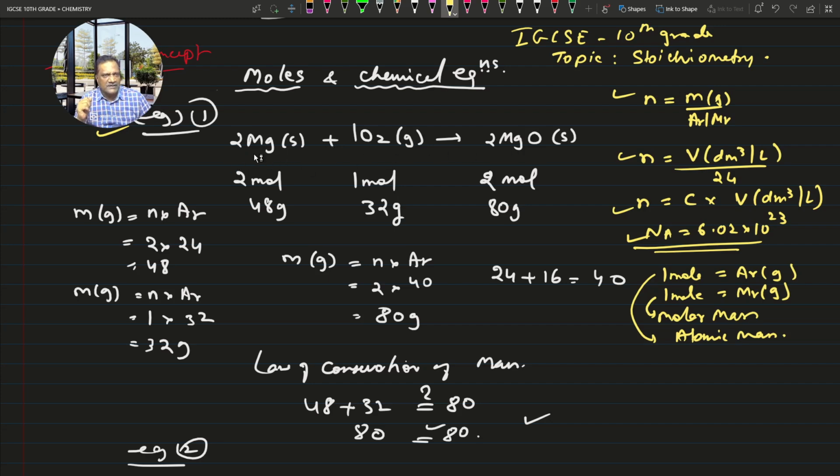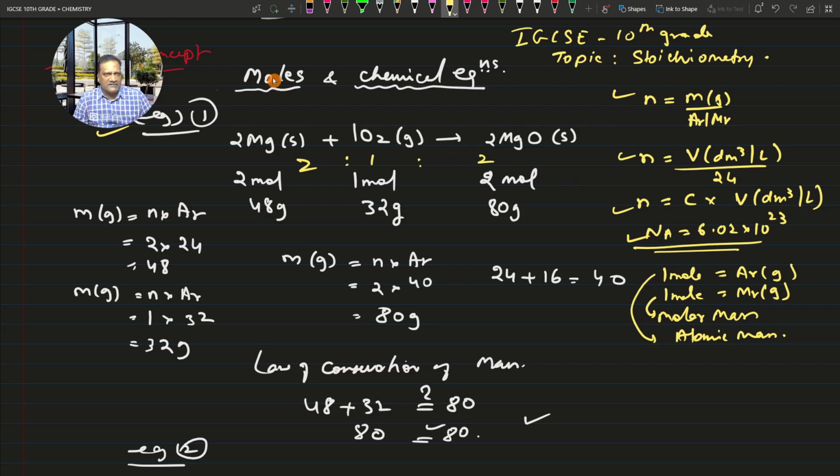So 2 moles of magnesium plus 1 mole of oxygen gives you 2 moles of magnesium oxide. Now this can be called mole also, and this can be called volume also. So 2 volumes of magnesium is to 1 volume of oxygen is to 2 volumes of MgO. So the ratio here is 2 is to 1 is to 2. Fine. So below the magnesium column, I'm going to write 2 moles, and in the oxygen column, I'm going to write 1 mole, and in the column of magnesium oxide, I'm going to write again 2 moles. Okay, that is done.